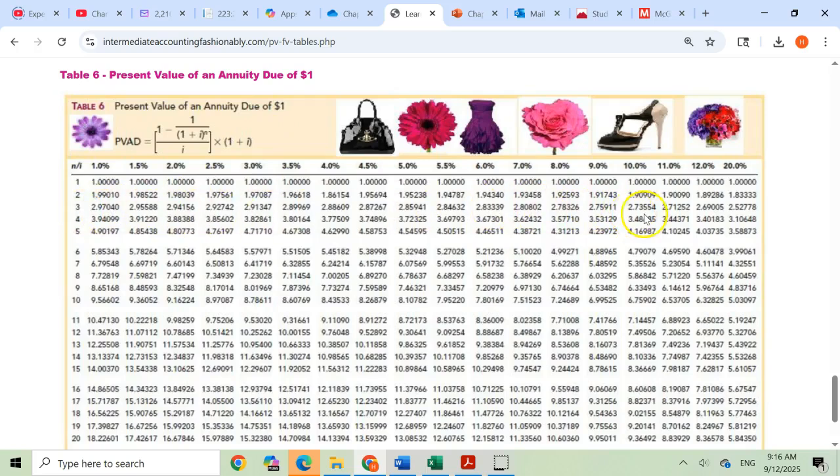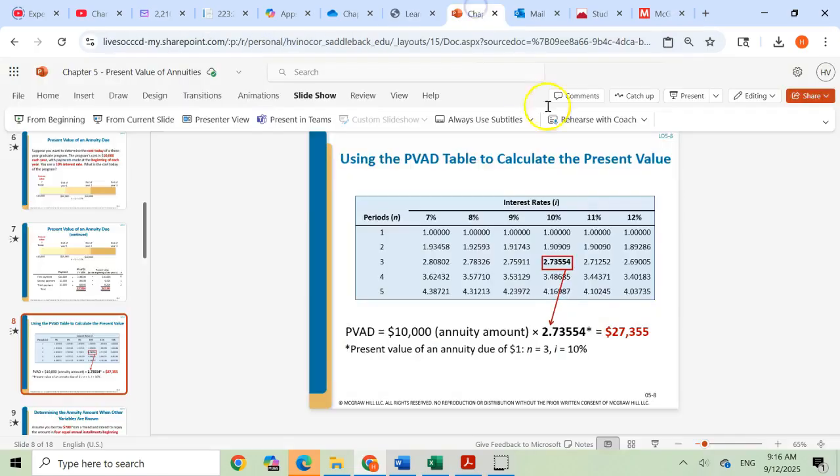So here is 2.73554. 2.73554, and you take that, multiply by your annuity amount, and you'll get the same number, the 27,355.